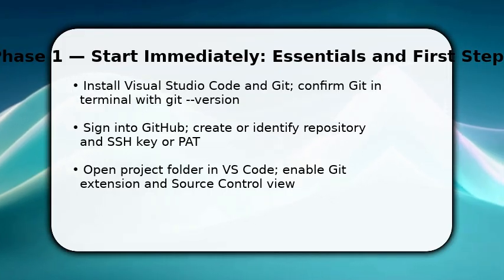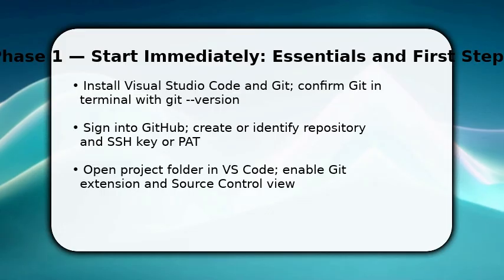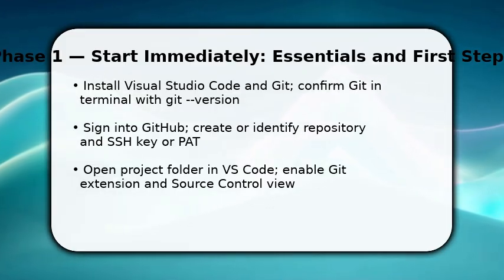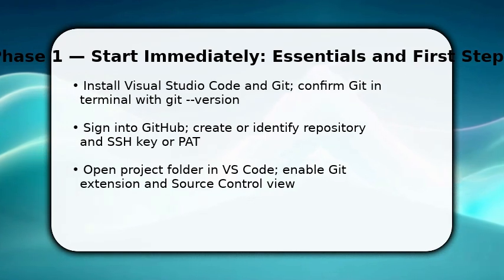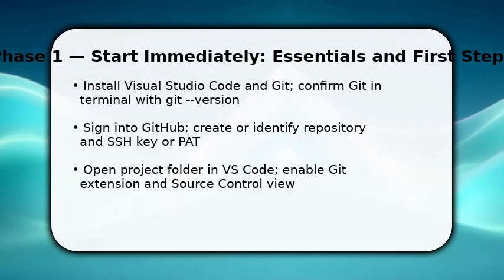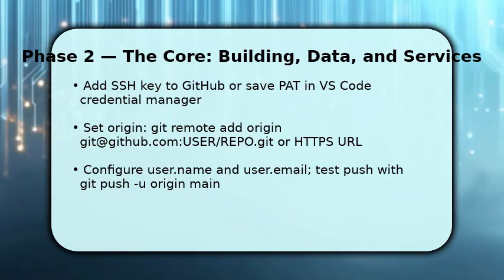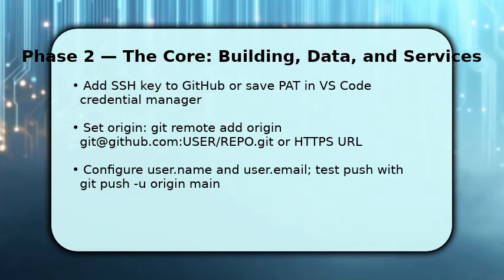Once decided, open a terminal in VS Code and run ssh-keygen or create a PAT in GitHub settings. Make sure to copy the key or token now so you can add it to GitHub immediately. Now configure authentication and remotes inside VS Code. If using SSH, paste your public key into GitHub and verify with ssh -T git@github.com.